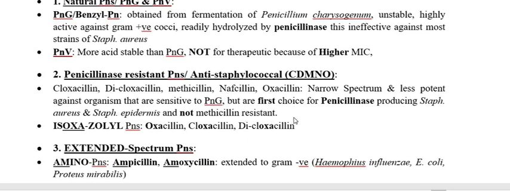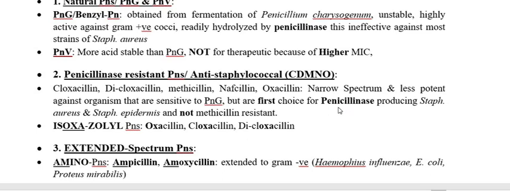Even in earlier times, they came along with ampicillin plus cloxacillin. Ampicillin plus cloxacillin came earlier. Why did they come in combination? Because if the bacteria are penicillinase producing, there the cloxacillin is going to act. That is why they came in combination like ampicillin plus cloxacillin.